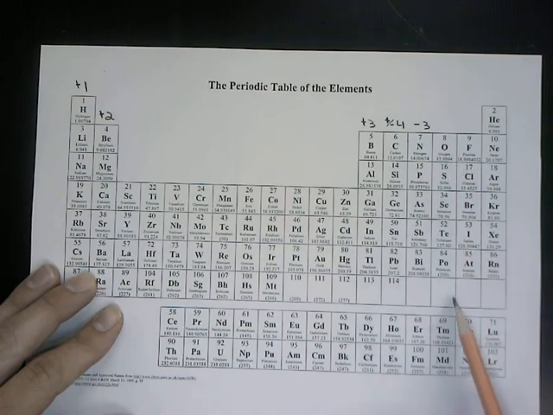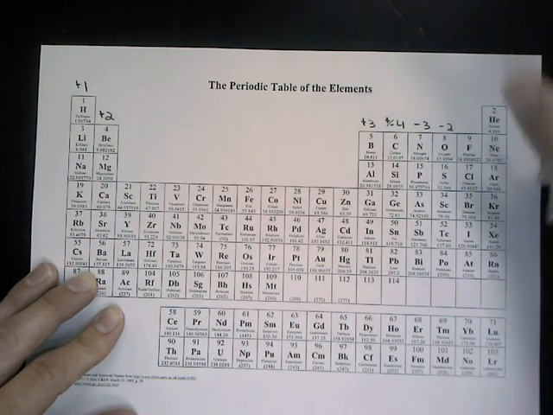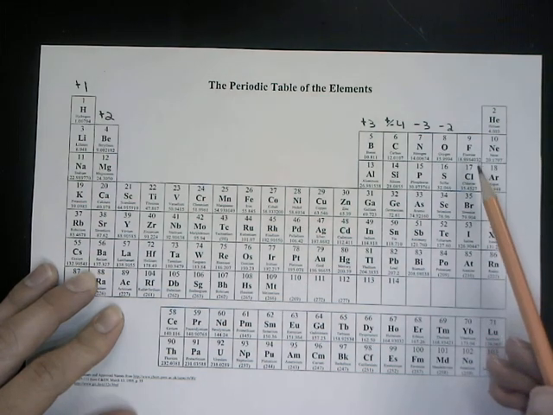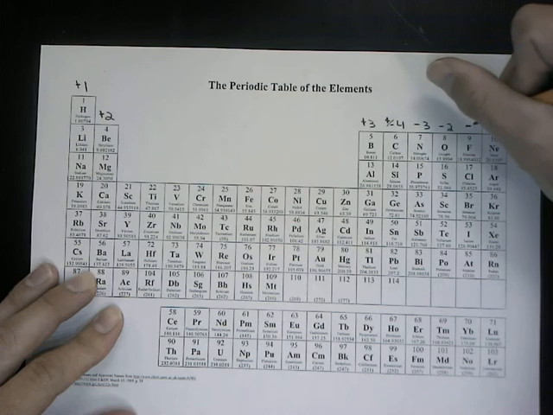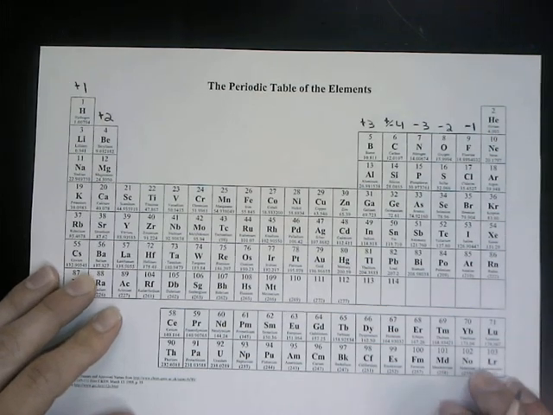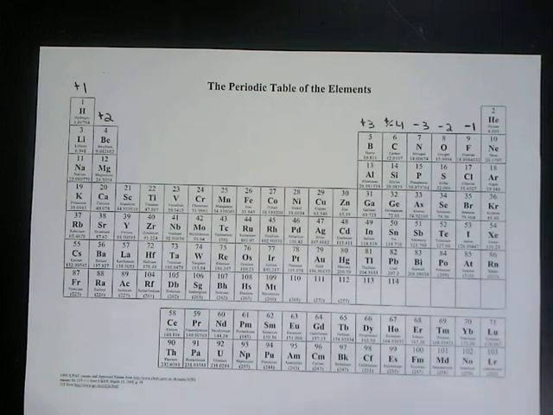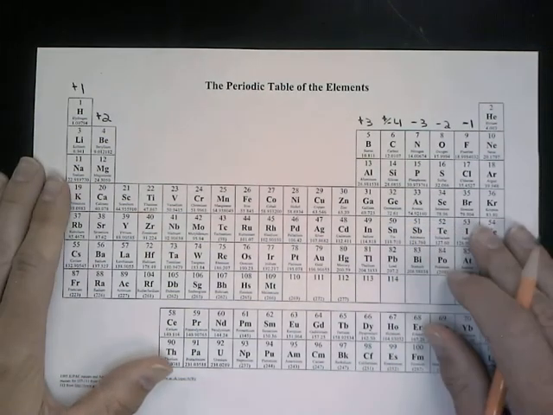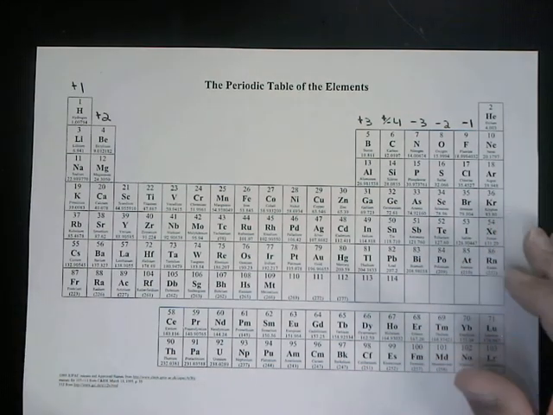The group with oxygen all the way down has a -2 charge. And then the group with fluorine all the way down has a -1 charge. So the noble gases have a charge of 0, so that is something to note. You can put this on your periodic table, and I would encourage you to do that.